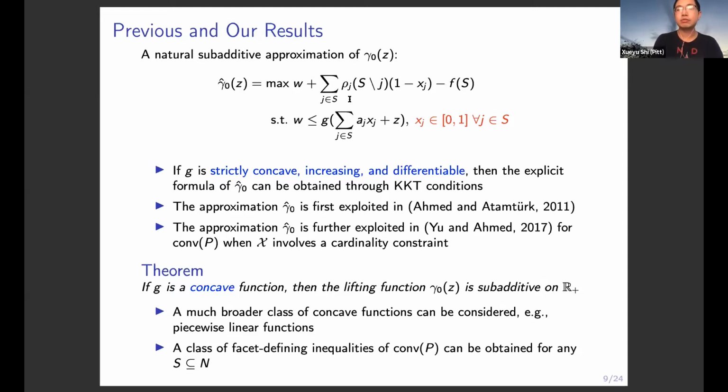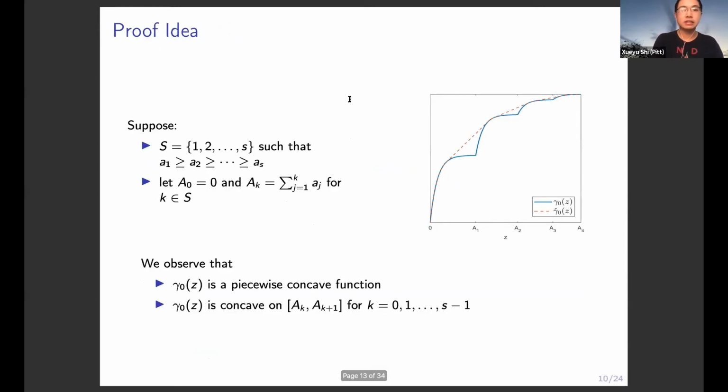So this is our first result. We show the lifting function is subadditive. So I will give a brief idea of why the lifting function gamma 0 is subadditive. We first sort the set S in decreasing order with respect to the weight vector A, and we define the capital A_K to be the sum of the first K components with respect to the weight vector A.